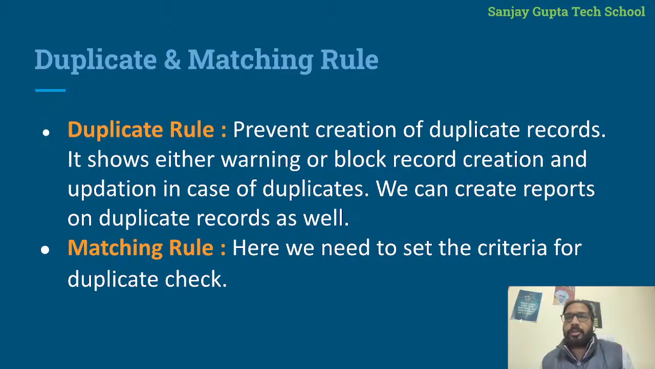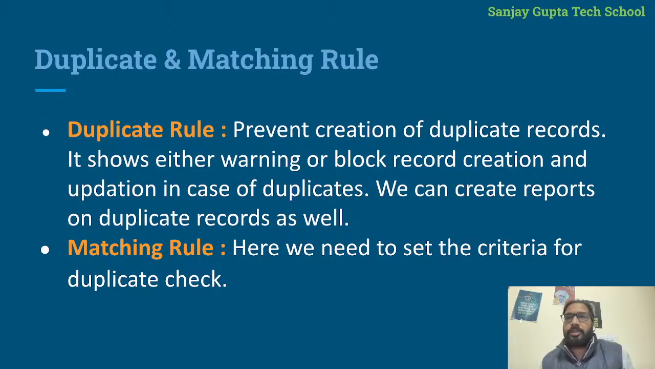And then we have the matching rule. The matching rule says we need to set the criteria for the duplicate check. If you want to create a duplicate rule, along with the duplicate rule you need to create a matching rule as well, right? Both go together. Only if you have created a matching rule will you be able to have your duplicate rule, right?